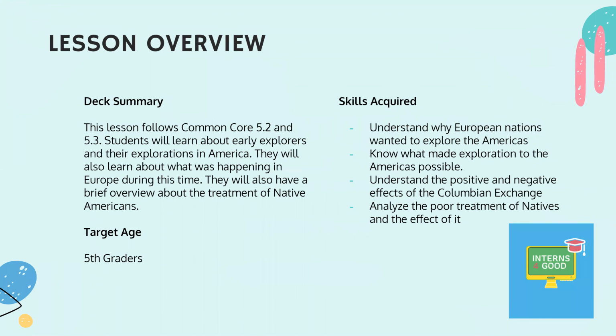Okay, so as a quick deck summary, first of all, this lesson will follow Common Core 5.2 and 5.3. Students will learn about early explorers and their explorations in America. They will also learn about what was happening in Europe during this time. I'll also give a brief overview about the treatment of Native Americans, which is part of Common Core 5.3. The target age is 5th graders, but I am going a little bit more in depth, so if you're a 6th grader watching this, it's all okay.